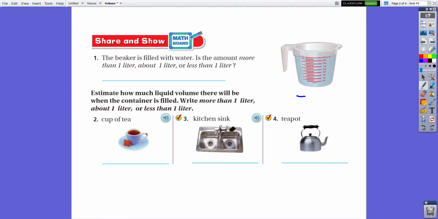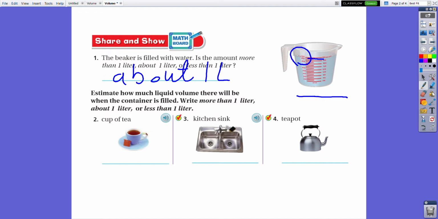So look at this beaker, okay? And look at the amount of water here. I fill it until the end, until the last mark here. And as you can see here, what's written here? It's 1 liter. So I filled the whole beaker. So is it more than 1 liter or less or about? It's exactly about 1 liter. About 1 liter.